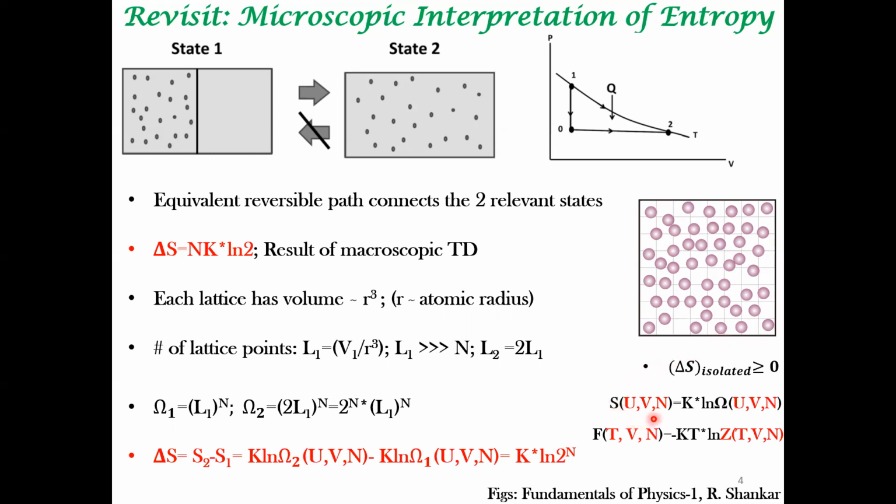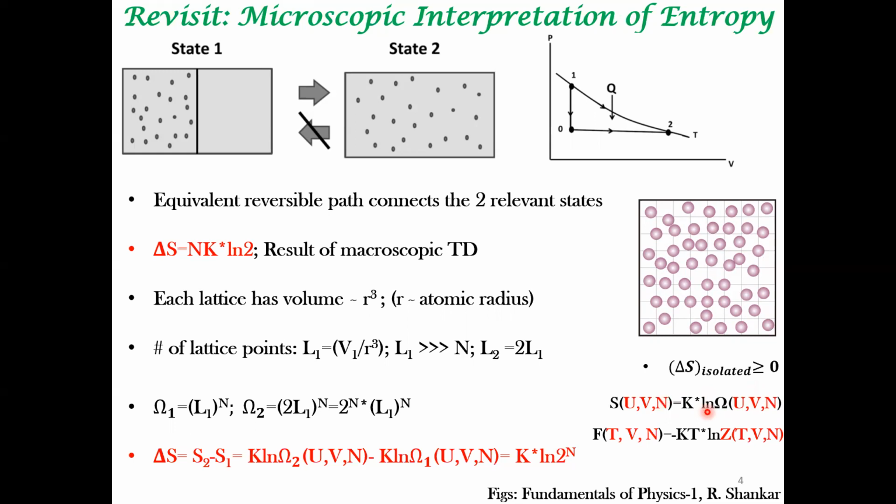Supposing there is a macroscopic system wherein you control the total internal energy, volume, and the number of molecules. So this entire system can be attained in a certain number of ways. We call that the degeneracy of a system. This is what is called the degeneracy of the system. So entropy is a measure of the degeneracy of a system.